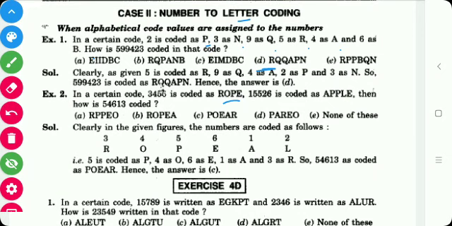So 5 is for P. Then 4 is for O, PO. 6 is for E, POE. 1 is for A, so POEAR. So the answer is C here. So likewise we have to code number to letter.